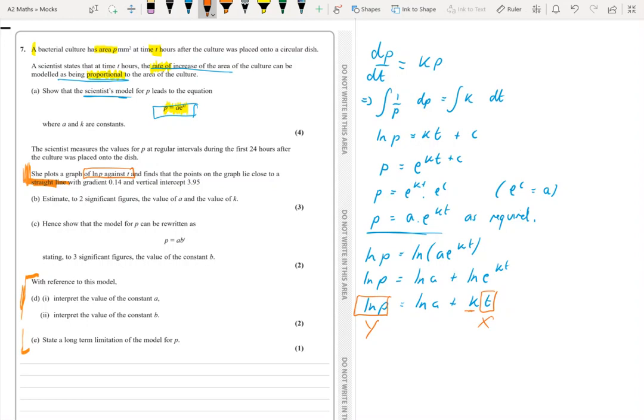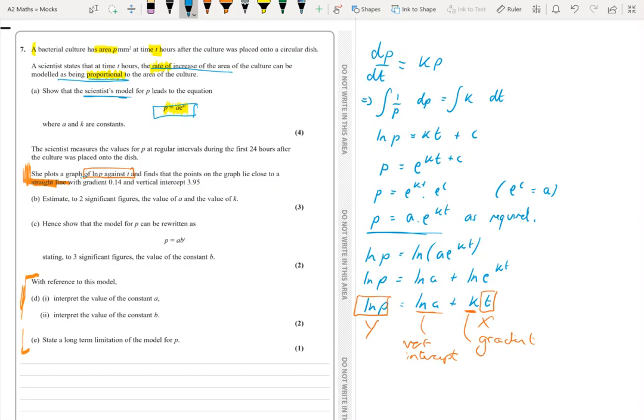So k here is going to be the gradient of her line, and ln a here is going to be, we would call it, the y-intercept or the vertical intercept of the straight line that she's plotted, because she's not plotted directly p against t, that would make an exponential curve. She's plotted ln p against t, making a straight line with gradient k and vertical intercept ln a. Let's go back to reading the story.